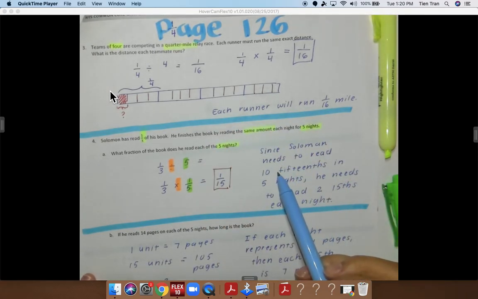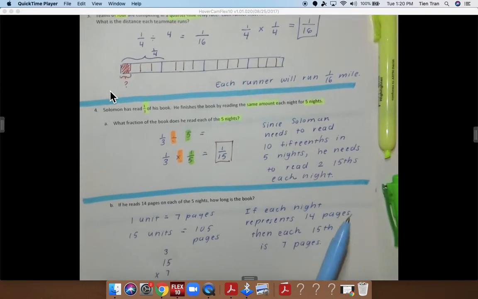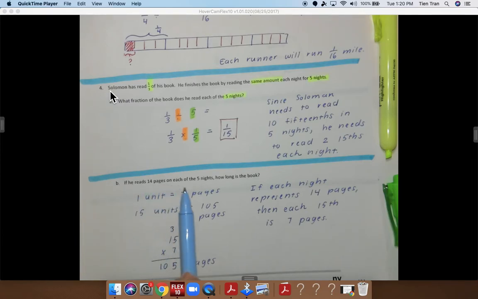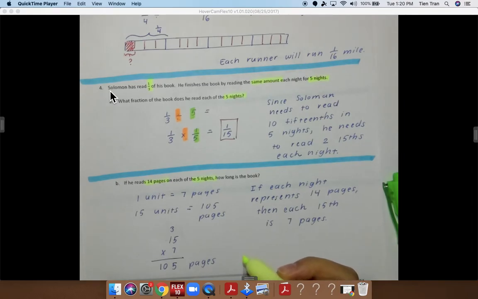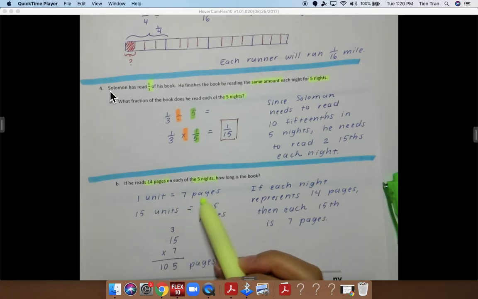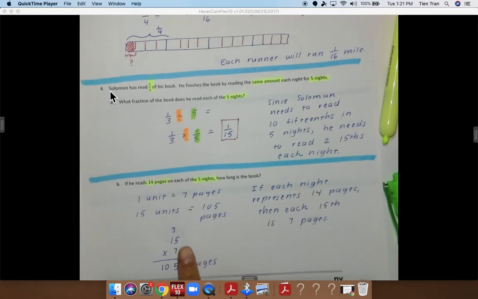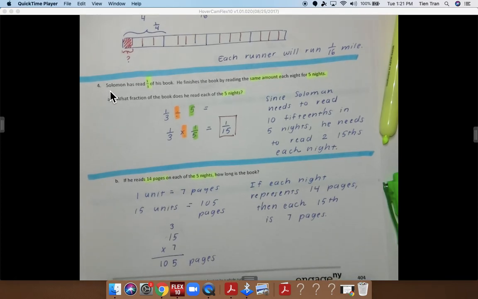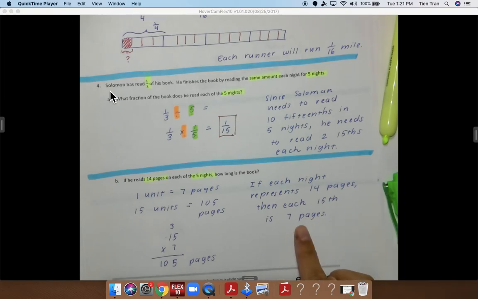Since Solomon needs to read 10/15ths in 5 nights, he needs to read 2/15ths each night. If he reads 14 pages on each of the 5 nights, how long is the book? To figure that out, all you need to do is multiply 15 times 7. Why am I multiplying times 7? Because 1 unit is equal to 7 pages, and for 15 units, I would multiply that times 7 and get 105 pages. So if each night represents 14 pages, then each 15th is 7 pages.